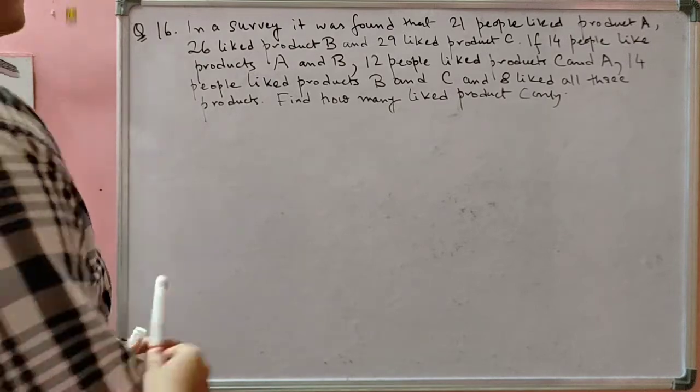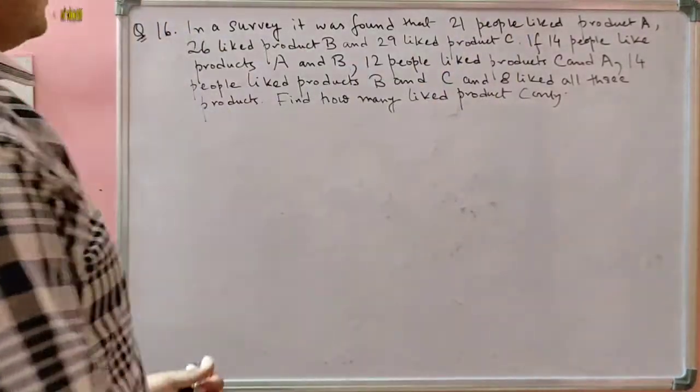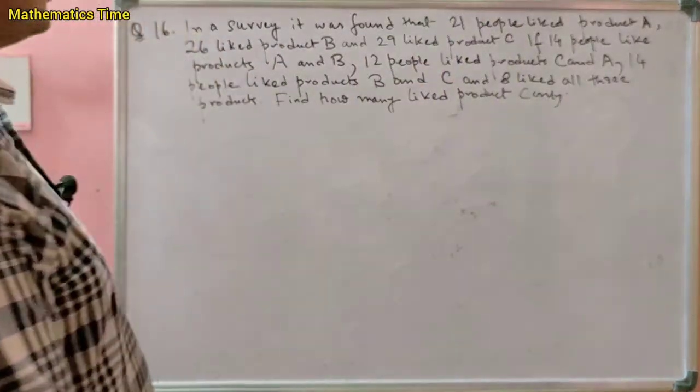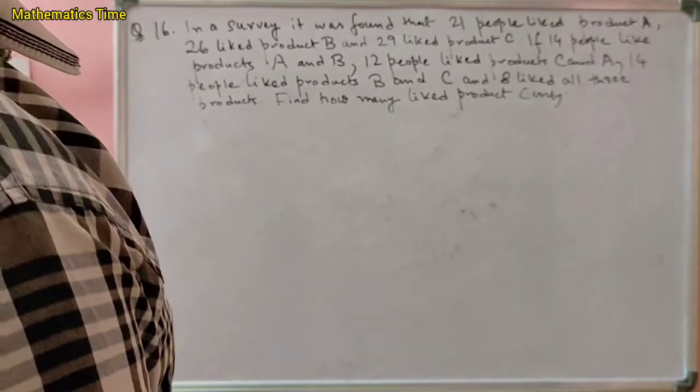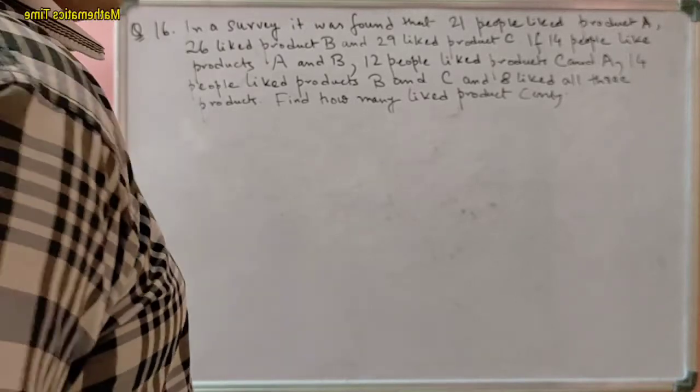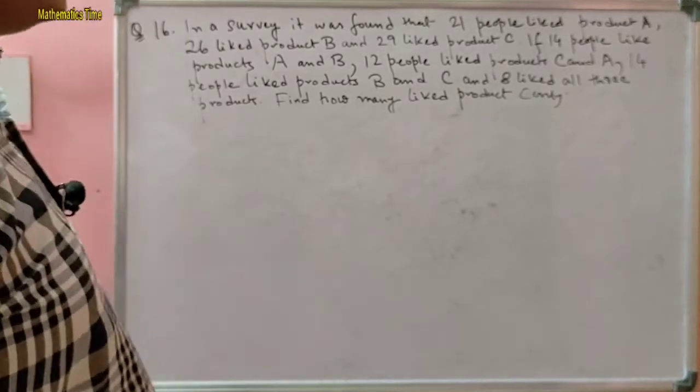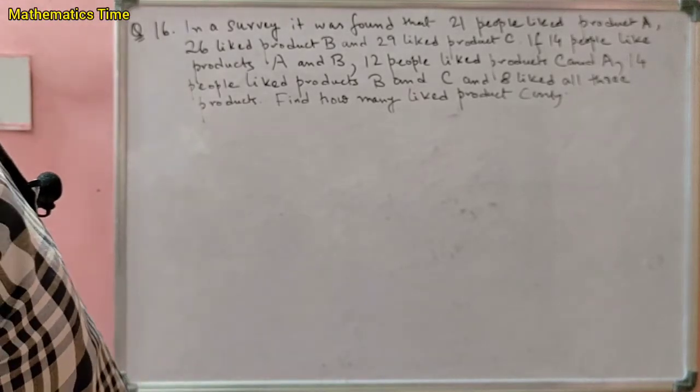So our last question is this: in a survey it was found that 21 people liked product A, 26 liked product B, and 29 liked product C. If 14 people liked products A and B, 12 people liked products C and A, 14 people liked products B and C, and 8 liked all 3 products, find how many liked product C only.